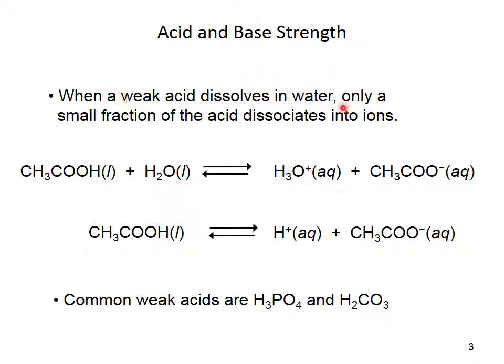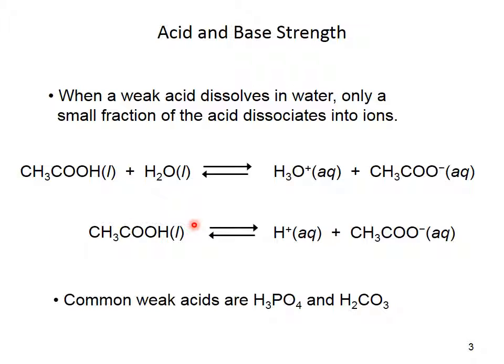When a weak acid dissolves in water, what happens? Only a small fraction of that acid actually separates. So if I look here at acetic acid, which is a weak acid, it breaks apart and makes a proton and an acetate, but there's a huge amount that goes right back. Actually, with acetic acid, if you test to see how much it dissociates, we find that only 5% of it actually breaks apart. So the majority of it is still stuck together.